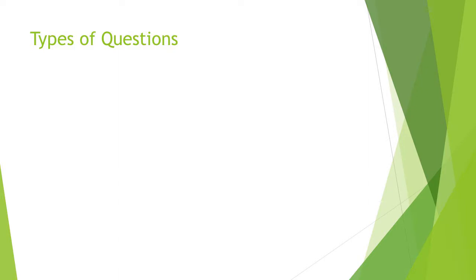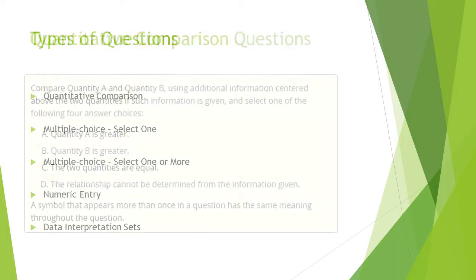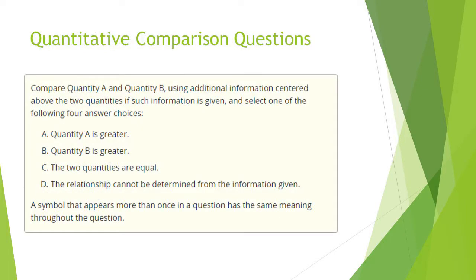The 5 types of questions you will encounter on the quantitative reasoning measure include quantitative comparison, multiple choice select one, multiple choice select one or more, numeric entry, and data interpretation set questions. This review will walk you through each category of quantitative reasoning questions, including tips for success and samples of each. Let's begin with the quantitative comparison questions.